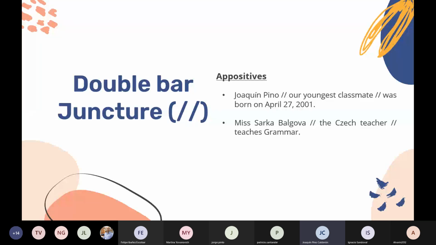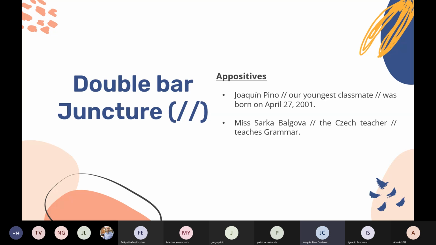So the appositives. The appositives are nouns or noun phrases that follow or come before a noun and give more information about it. So here we have the first example. I'm going to read it, and then the next one I'm going to ask someone in class to read it. So Joaquin Pino, our youngest classmate, was born on April 27, 2001.